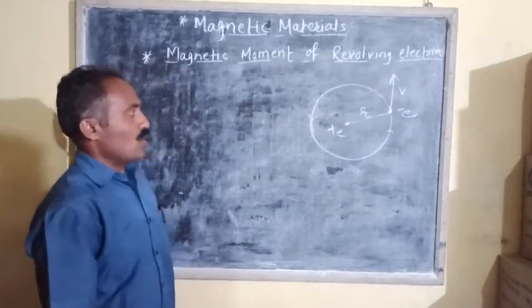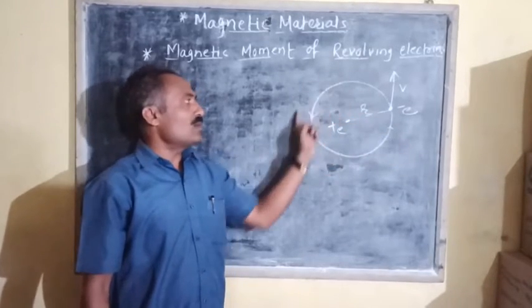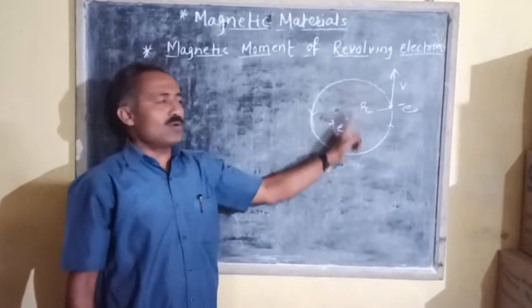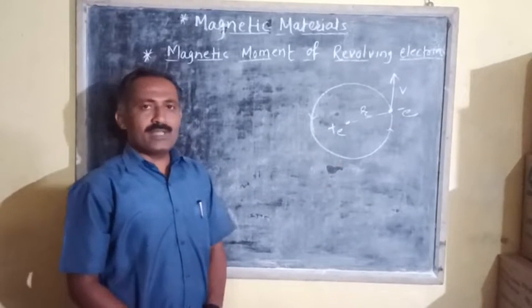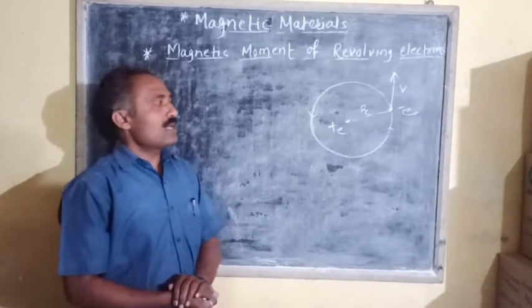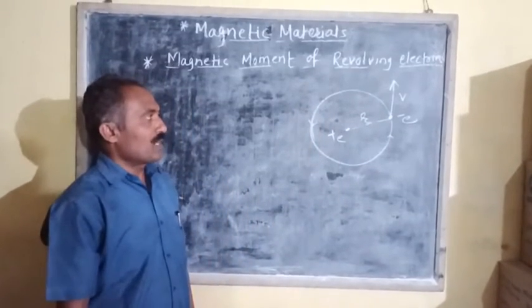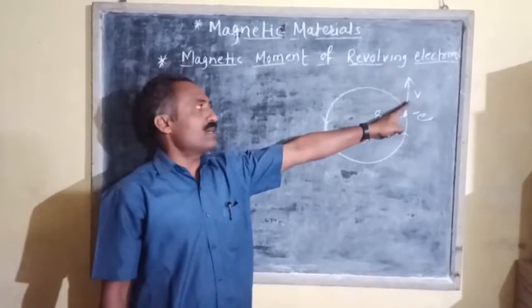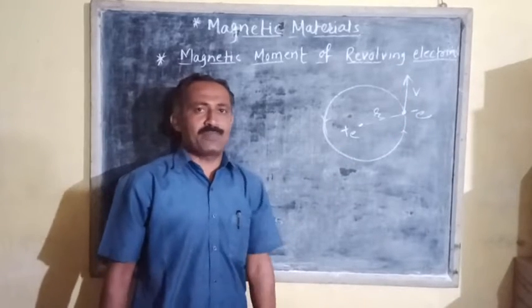Consider an electron of charge minus e revolving in a circular orbit around a nucleus of charge plus e. Let r be the radius of the circular orbit of the electron. As the motion of the electron is uniform circular motion, its velocity will be directed along the tangential direction. Let v be the speed of the electron in the tangential direction.